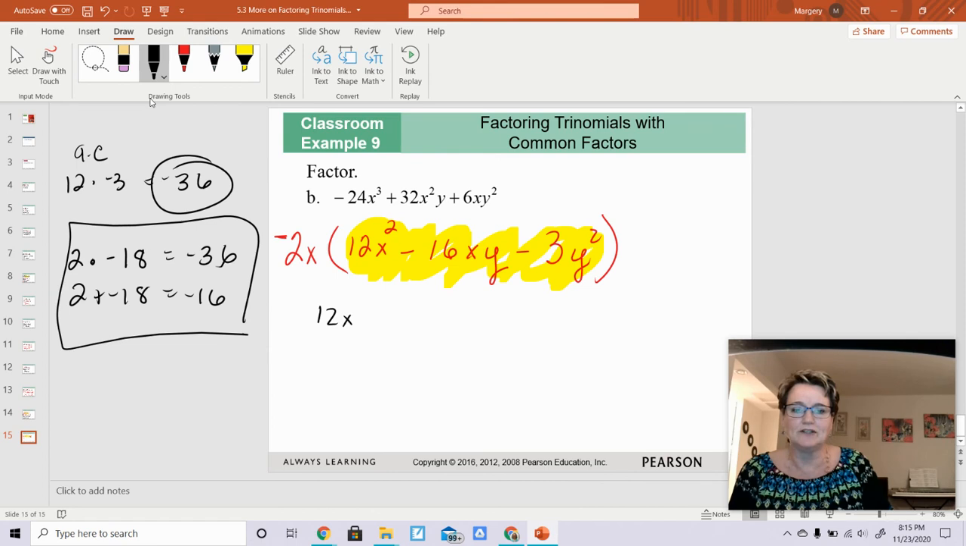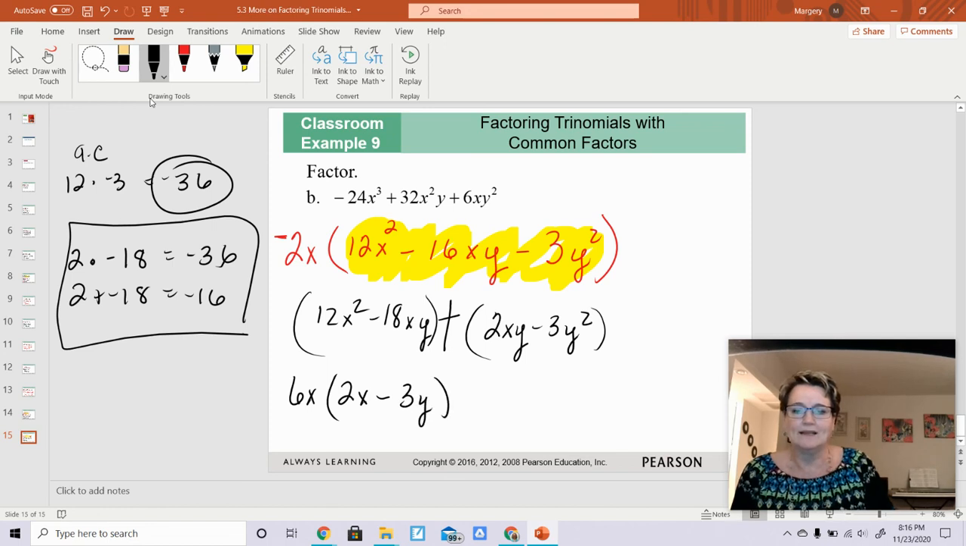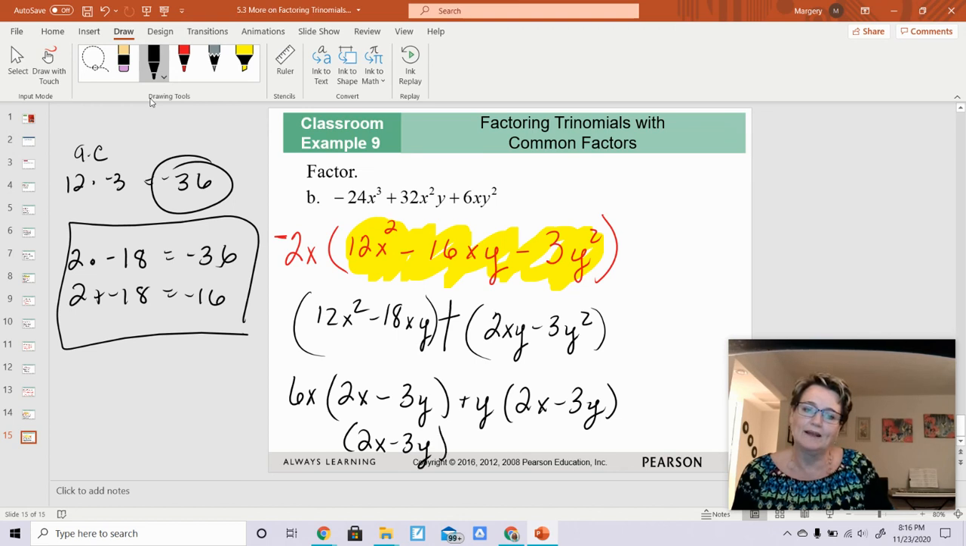I write down the first term, I write down the last term, exactly the way it looks. I put a plus sign. I'm going to go negative 18, use the same terms, which are xy. This is going to be a positive 2xy. I'm going to grab these two together, and these two together. These two here share a 6x, so you get 2x minus 3y. These two here share only a y, and that gives you 2x minus 3y. So they both share a 2x minus 3y, and I'm left with 6x plus y.